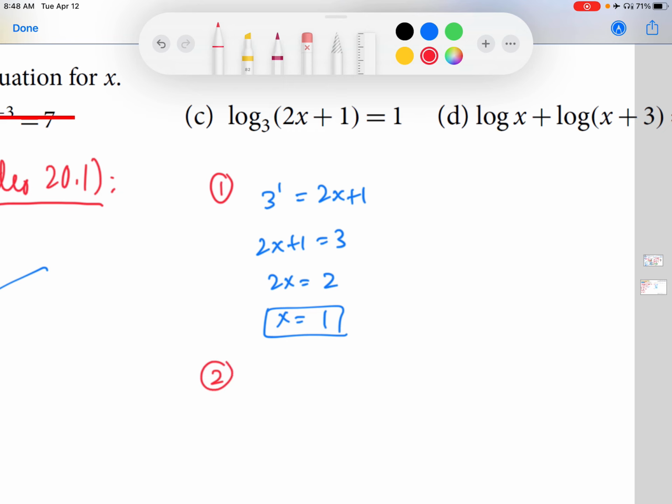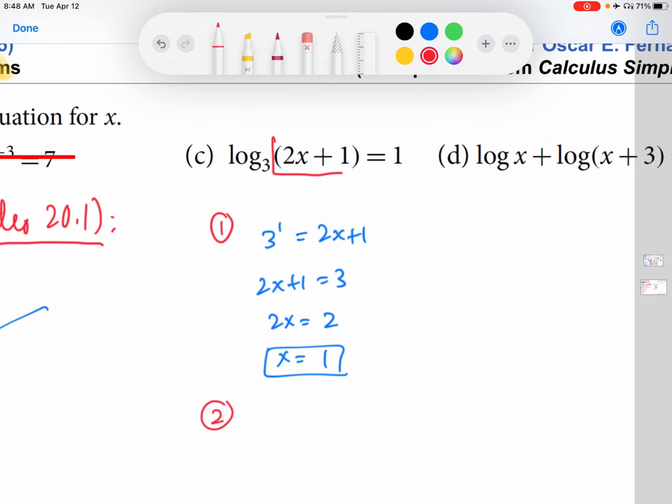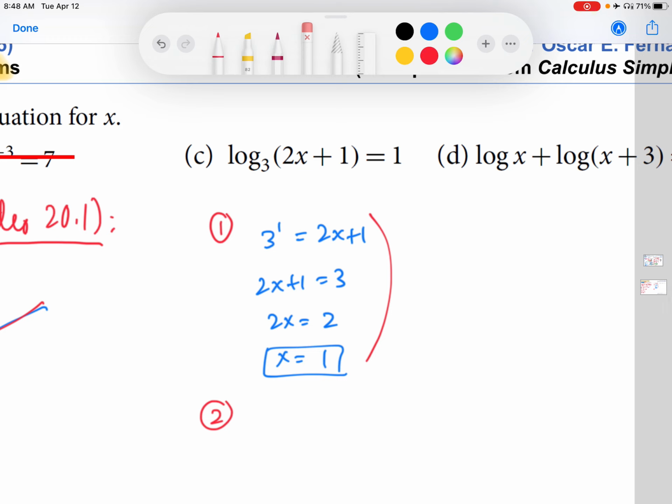What is the second way we could have done this problem? Okay, let's talk about that. So the second way we could have done this problem is, like I said earlier, 2x plus 1 is in the argument of the logarithm. We'd like to undo the logarithm. This is certainly one way to undo the logarithm, I should say more specifically, this fact. Another way to undo the logarithm would be to exponentiate both sides of the equation.